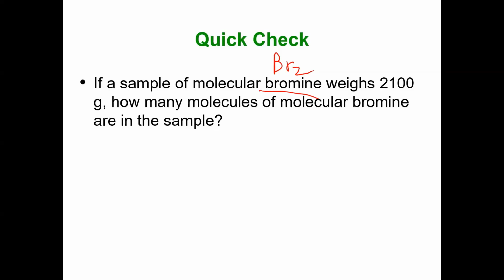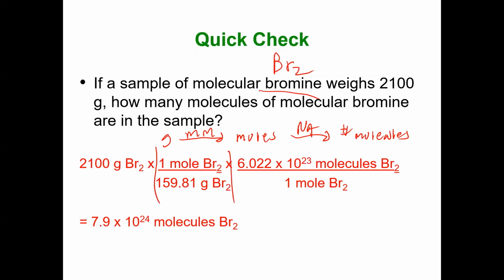So you want to make sure when you calculate molar mass that you're going to use Br2, because even though bromine's an element, it's diatomic. So the question is saying, if I have 2,100 grams, how many molecular bromine molecules are there? So I'm going to go the same route, grams to moles to number of molecules, just like I did earlier. How? Molar mass, Avogadro's number.